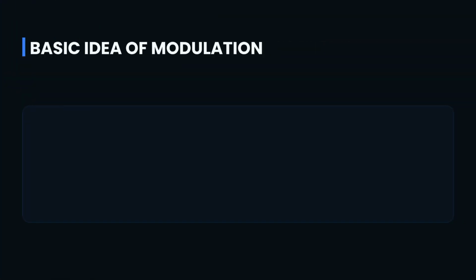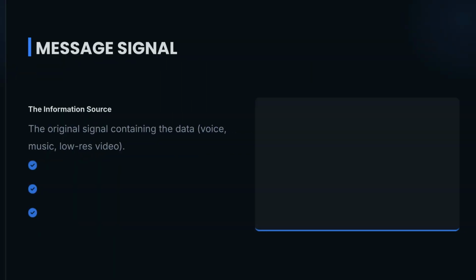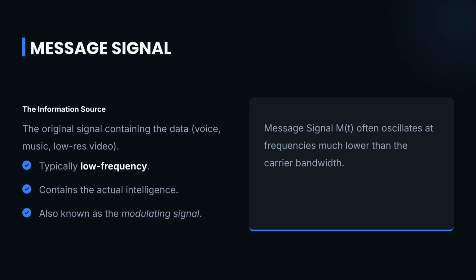The basic idea of modulation is defined by the equation: modulation equals message plus carrier. The message or baseband signal modifies one or more characteristics of the high-frequency carrier signal. The message signal is the original low-frequency information, such as voice, music, or low-res video. It contains the actual intelligence and is also known as the modulating signal. It oscillates at frequencies much lower than the carrier bandwidth.